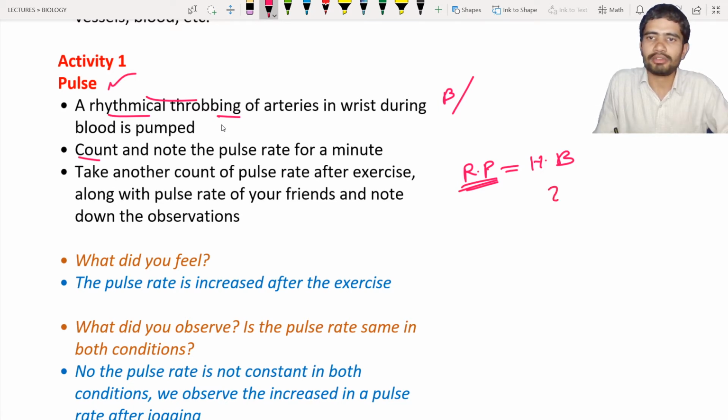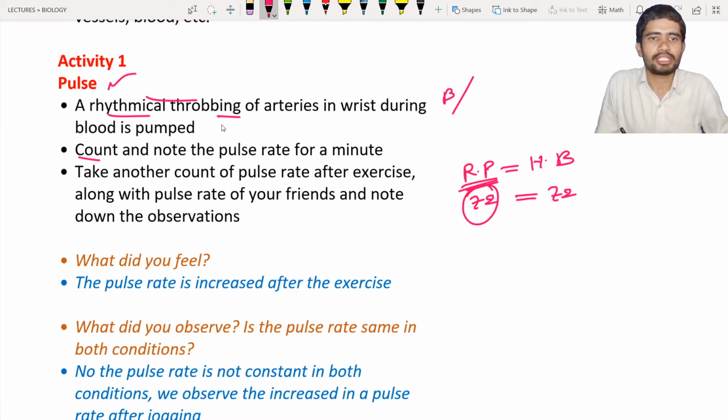Okay, if the heartbeat is 72 times per minute, the pulse rate will be 72 times per minute. Hence you can say that the rate of pulse is equal to the rate of heartbeat. You can observe the heartbeat or the pulse rate with your friends also. You can check the rate of pulse in your friends also.